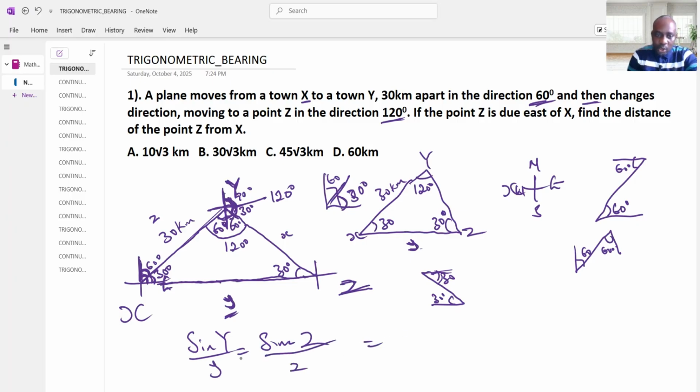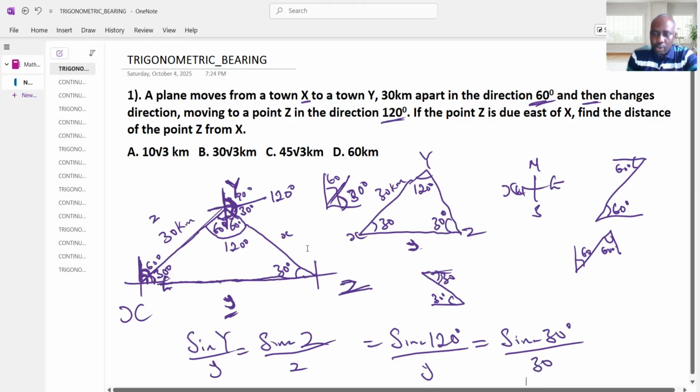Now let's begin. What is sine y? The sine y is 120 degrees divided by small y. What is the small y? We don't know. That's what we are looking for. It is equal to, what is our sine z? Our sine z is 30 degrees divided by the small z. The small z is the side opposite, the angle that faces that z is 30. That's the side, which is 30 kilometers.